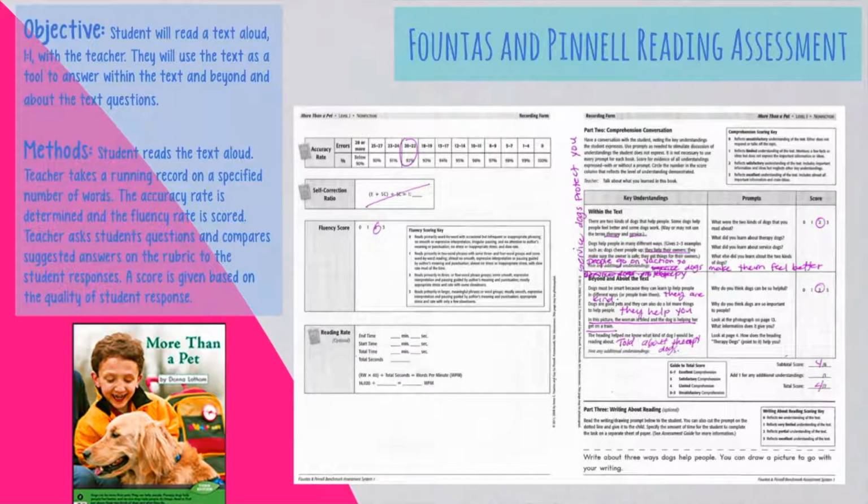He made 11 errors, which gave him a 93% accuracy, and his responses put him at a 4 out of 7 comprehension. So this determined that this book was too hard for him to read independently, but he could read it with an instructional complement from his teacher.